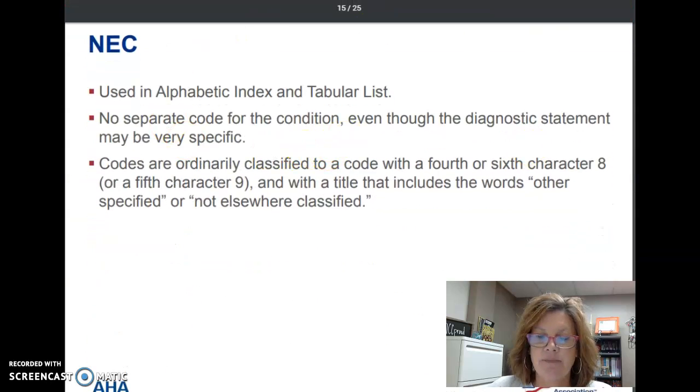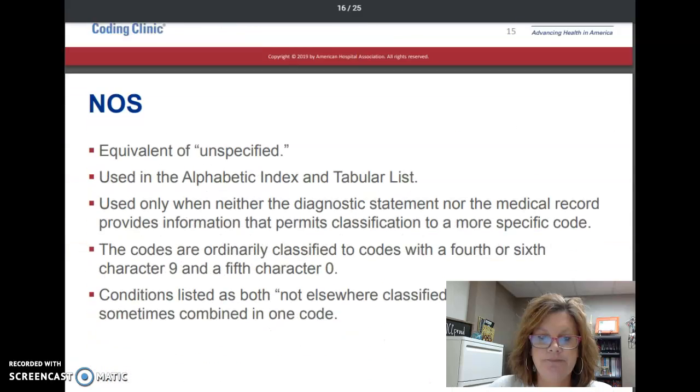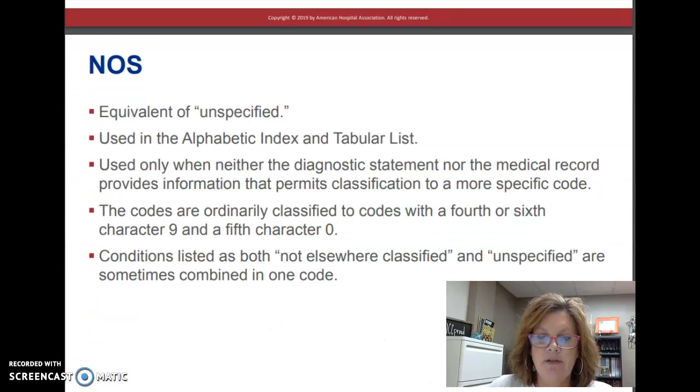Just as I stated here, the 5th character usually is going to be a 9, the 6th character 8, or the 5th character 9. NOS, okay, again, 4th or 6th character, again we're going to character 9, 5th character 0. So again, a lot of these codes between the two are going to end in 8 or 9.